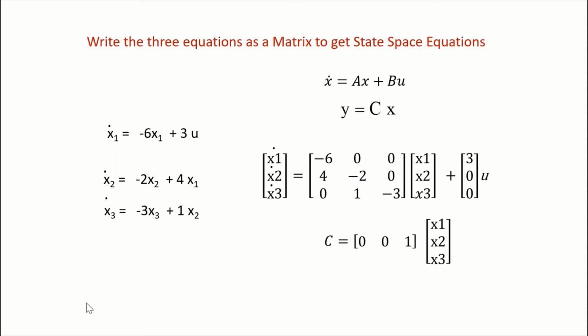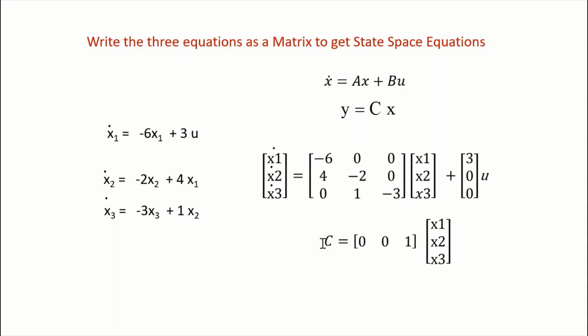Now if we collect these together into a matrix form, out will pop our state space equations. So here are the 3 equations here. x1 dot is minus 6x1 plus 3u. That's that one. x2 dot is minus 2x2 plus 4x1, no u. x3 dot is given by an x2, so that's 1x2 minus 3x3. So you can see now you can go from there to the structure here.